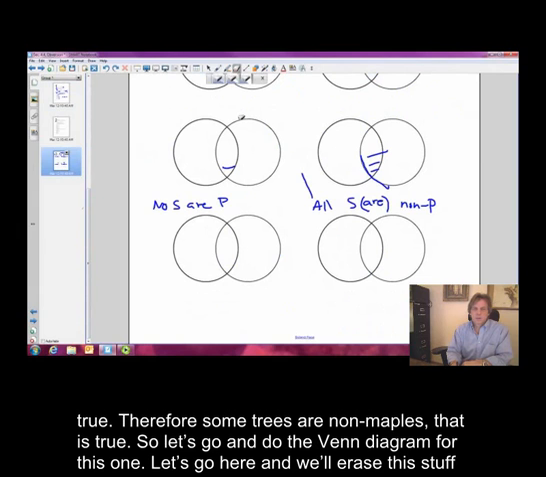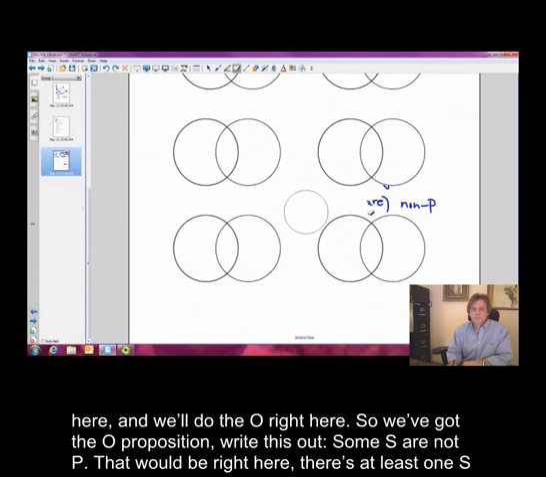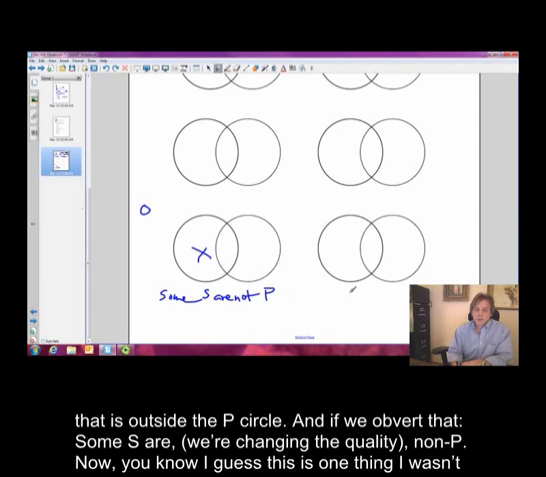Okay, let's go here and we'll erase this stuff here. And we'll do the O right here. So we got the O proposition. Write this out. Some S are not P, right? And that would be right here. There's at least one S that is outside the P circle, right? And if we obvert that, some S are, we're changing the quality, non-P.